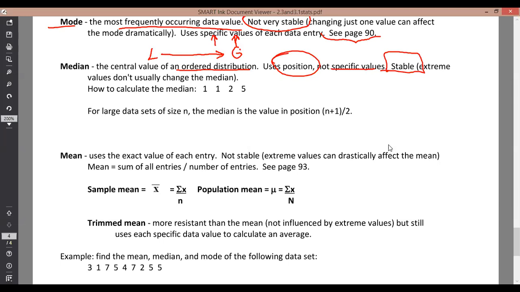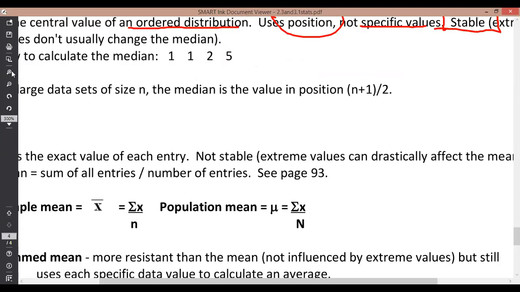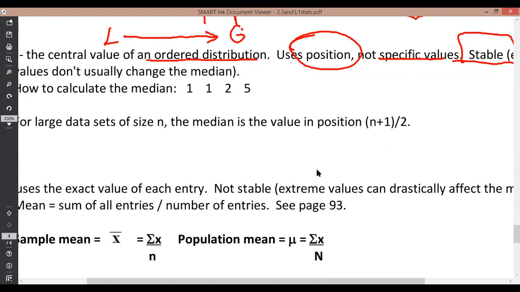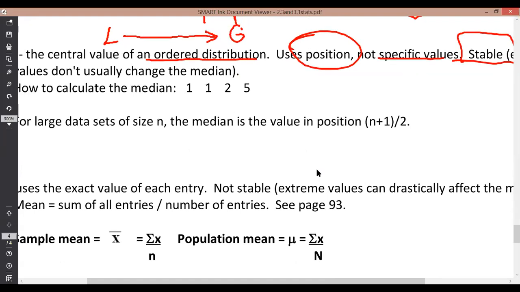Now, here's an example on how to calculate the median. I'm going to zoom in for this. Notice here, I have 4 numbers. Now in this case, they've already been ordered least to greatest: 1, 1, 2, 5. You might see them out of order. You want them in order to find the median. And then all you do is you find the midpoint.